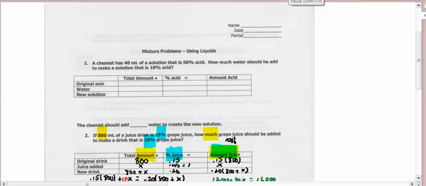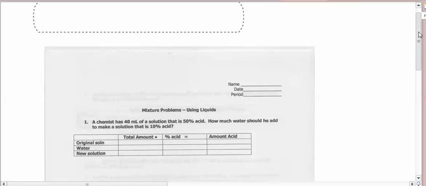Okay, today's lesson we're going to be doing mixture problems using liquids. I'm going to do one example of the first one, and then we're going to look at the work that I did on the other two. Okay, a chemist has 40 milliliters of a solution that is 50% acid. How much water should he add to make a solution that is 10% acid?